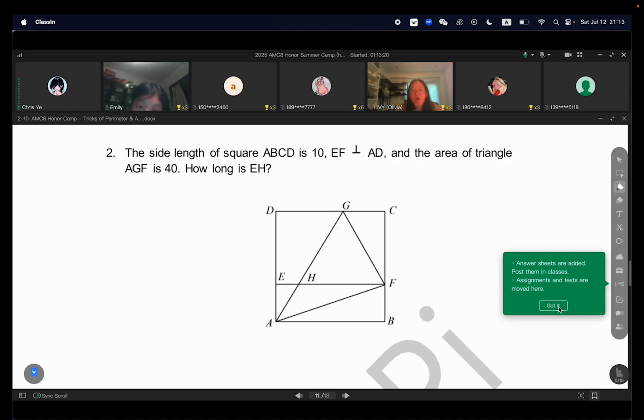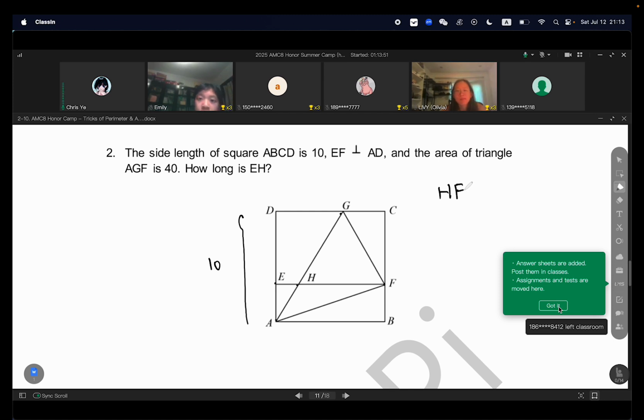The side length of square ABCD is 10, so AD is 10. It says that the area of triangle AGF is 40. How long is EH? As we can see, EH is EF minus HF. So if we want to find EH, we can just find the length of HF. And as you know, EF is 10.